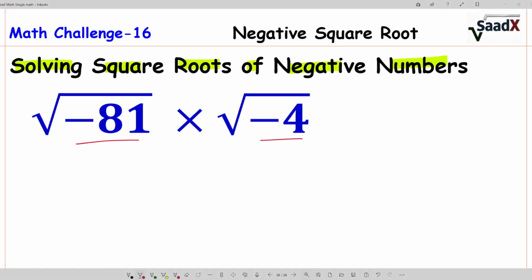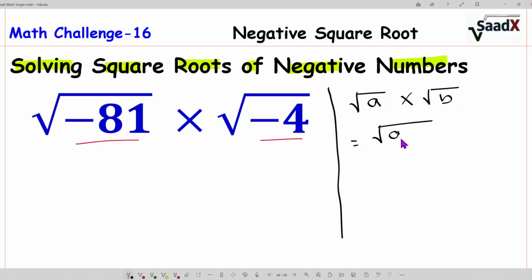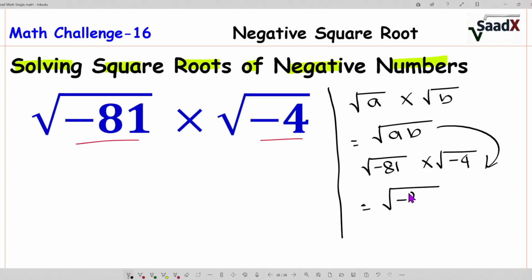So what do you think? How can we solve this one? First, one thing I want to discuss. We know root A times root B means root AB. So this one we can write as root of minus 81 times root of minus 4. So as per this, we can write root of minus 81 times minus root 4.